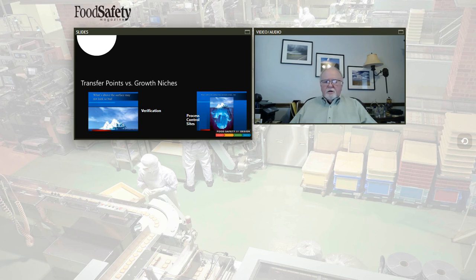So the first and most common problem that we see is the failure to recognize the difference between transfer points and growth niches. Surfaces that are exposed to the cleaning and sanitation process serve as points of contact as the organism is moved from its growth niche or harborage site. Transfer points should not be growth niches when effective cleaning and sanitizing procedures are used. Exposed surfaces at pre-op before production must be pathogen-free and microbiologically clean. This is a basic fundamental need and expectation.